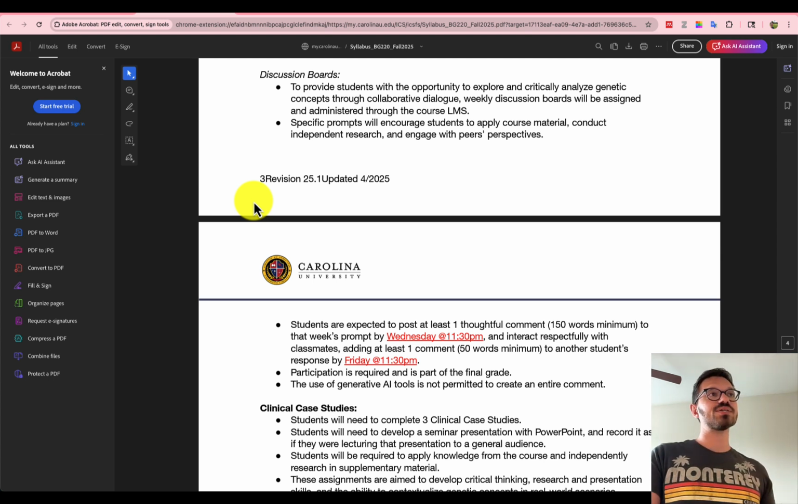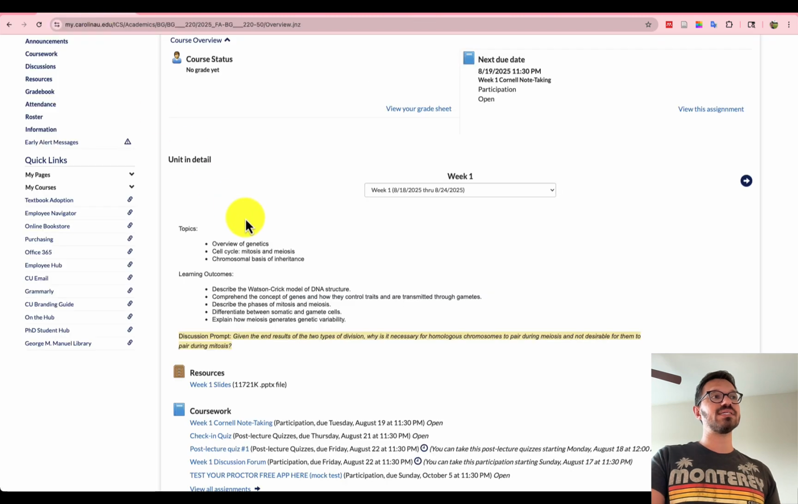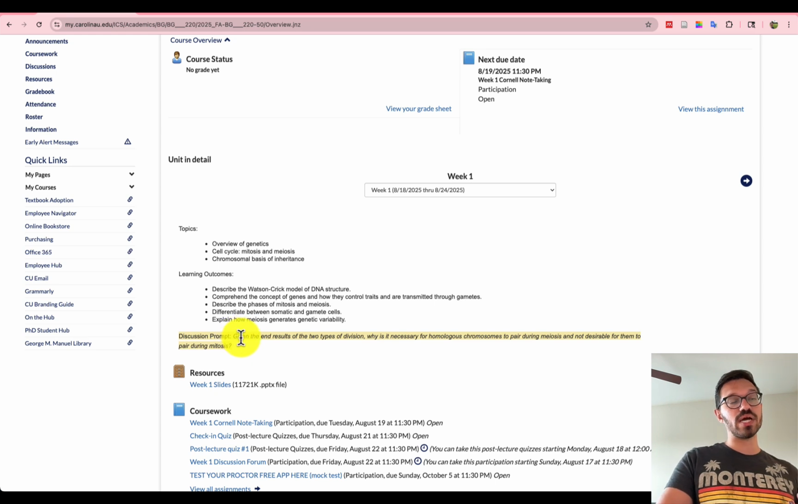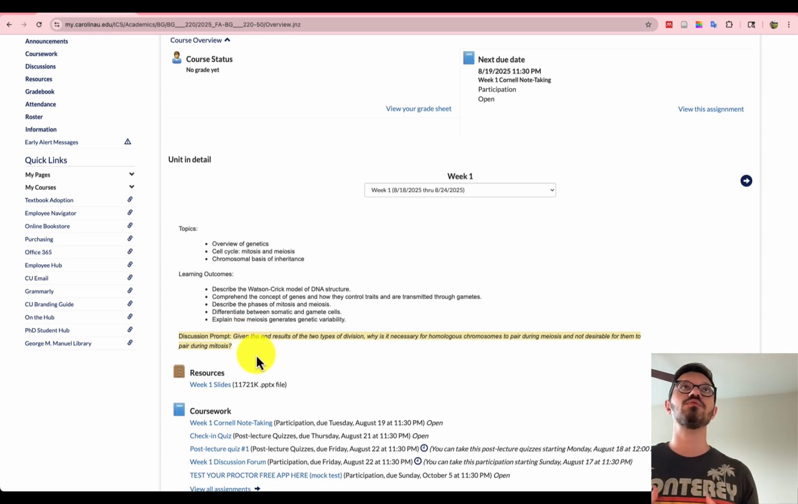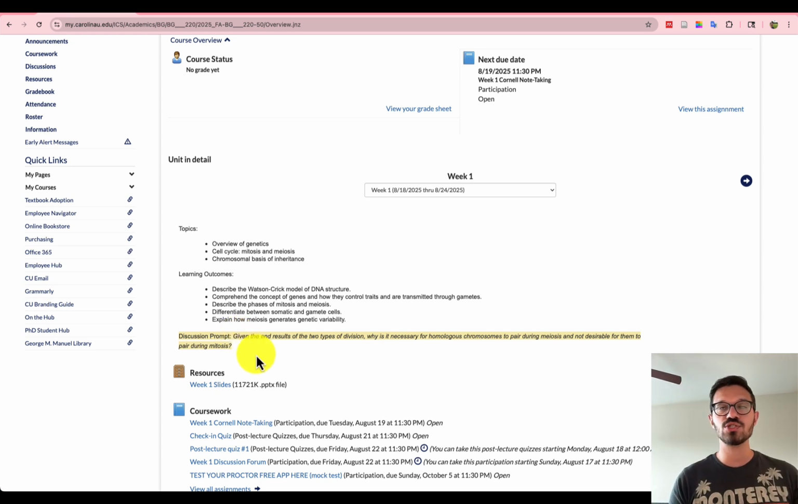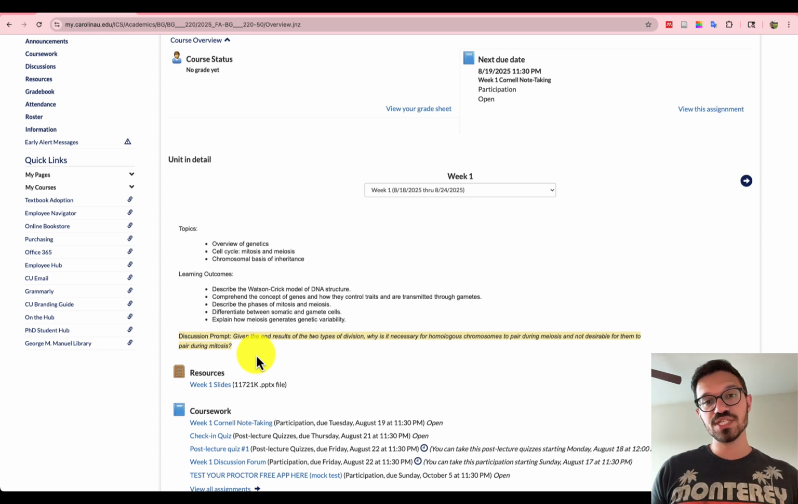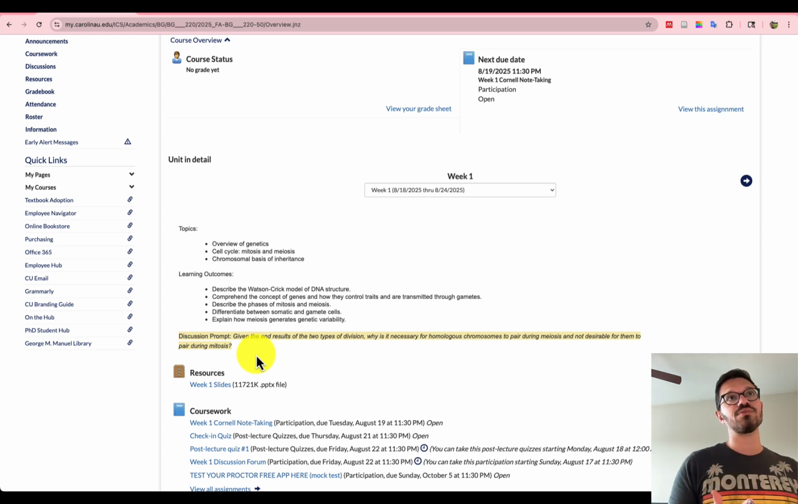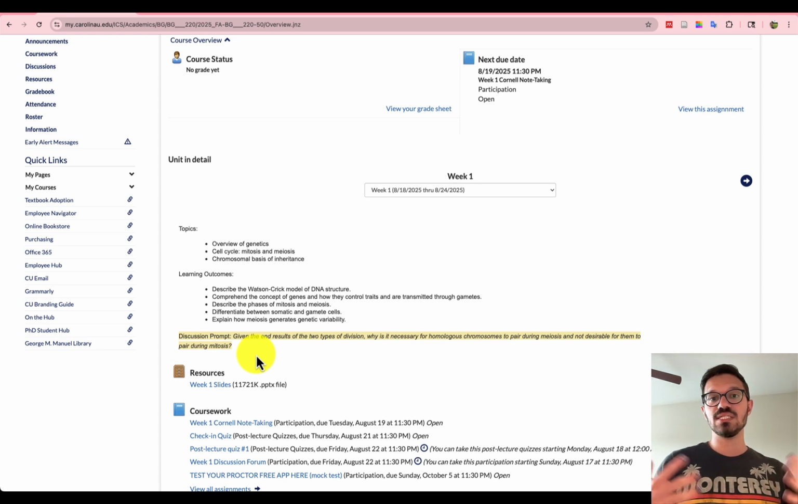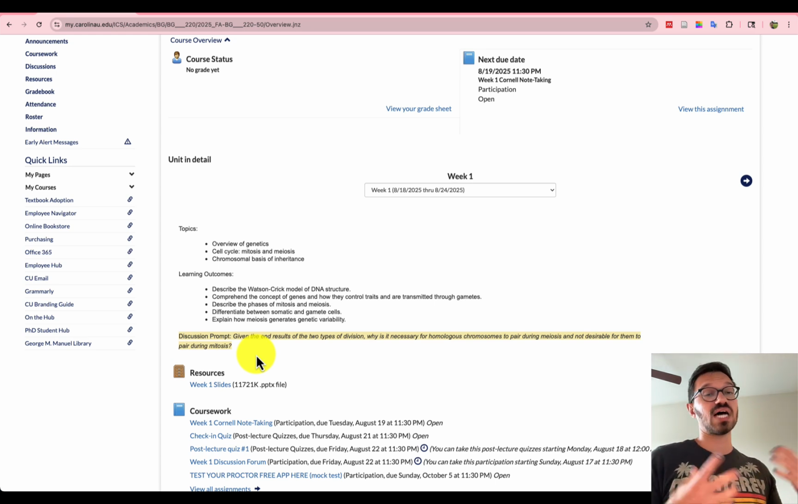The discussion boards are guided by these discussion prompts. For instance, in week number 1, you've got to answer this question. Don't try to answer as if you were answering an exam. Try to answer as if you were having a conversation with me, or even with your friend. The general idea is that you actually engage in this scientific dialogue, in this scientific communication about that topic.